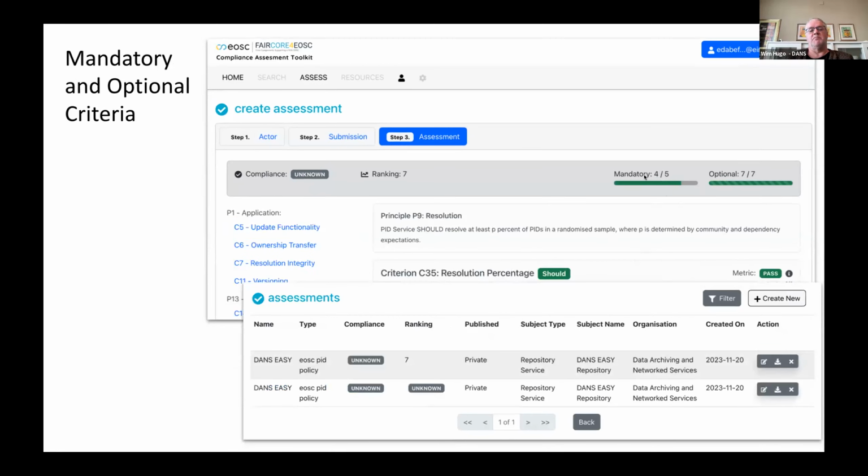Eventually, one can see that by the time I have submitted this, I have passed 4 of the 5 mandatory criteria and all of the optional ones. And one can also then generate multiple assessments for the same service or object over time, and at any given time decide to publish it. So I'm going to stop there because I think that's a good enough quick overview, and happy to answer questions. Thank you.